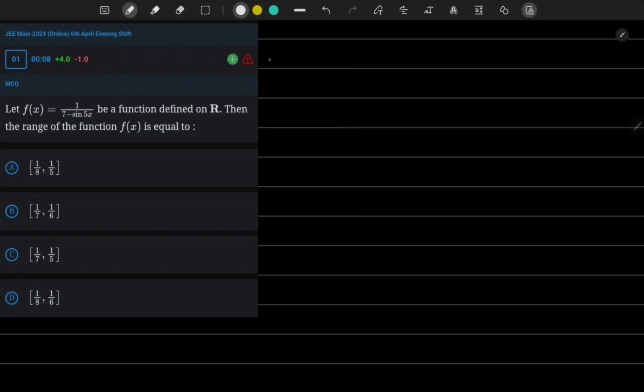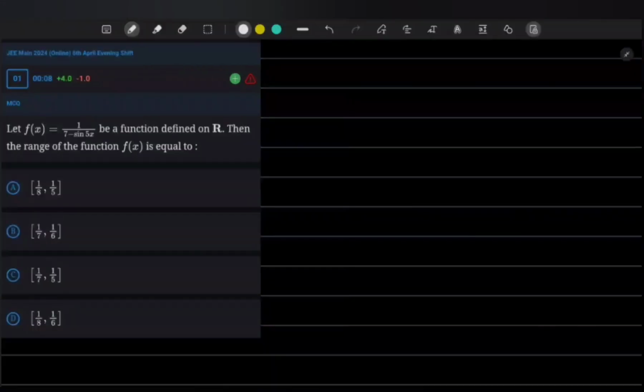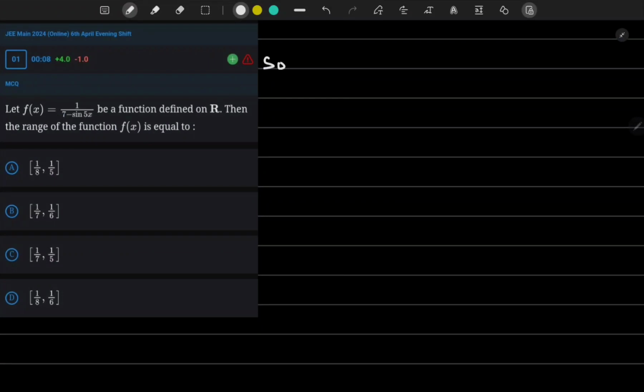In this video, we are going to discuss a question which is given in JEE Mains 2024. And the question is, let f of x equal to 1 by 7 minus sin 5x be a function defined on R, then the range of the function f of x will be equal to. And again here 4 options are given below as you can observe. Now let me solve this question.